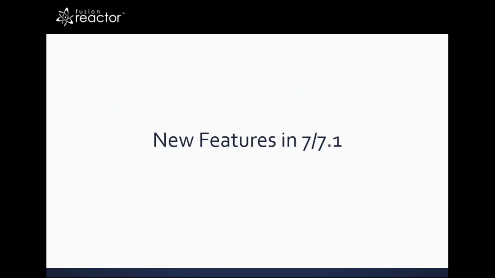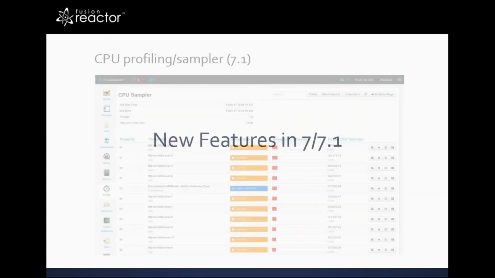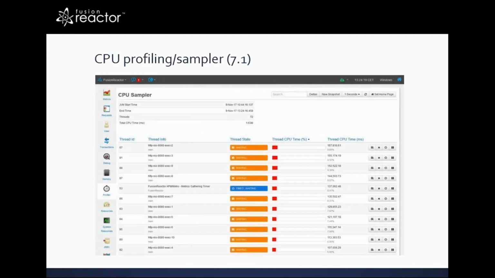Okay, so first up, let's talk about those new features. And the first new feature I want to show you is this CPU sampler or CPU profiling. And you can see a screenshot here of the feature. I'll show you how to get to it in just a moment, but let's just look at this because this resolution is nice and easy for you to see. And it's a page that lists all the available threads running in the JVM.